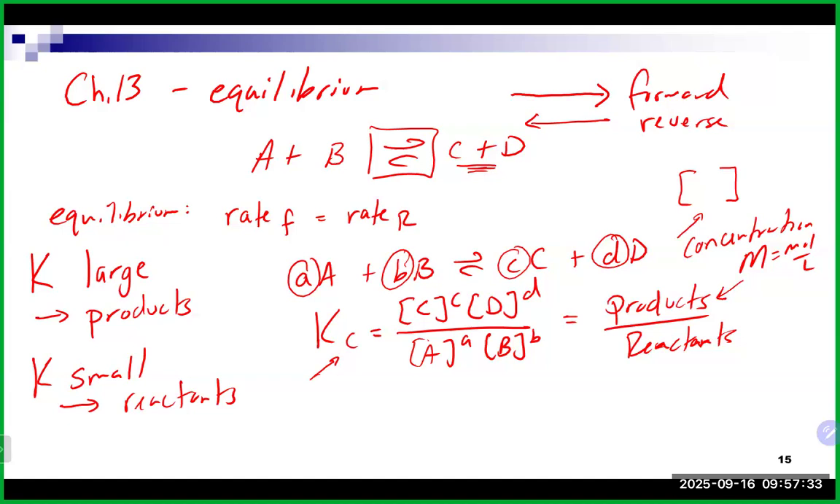Obviously, if you have a large number on top divided by a small number, that's going to give you a large number. And again, that means you'll mainly have products. Vice versa, if you have a larger number on the bottom and a smaller number on top, that's going to give you a smaller number for the equilibrium constant value.